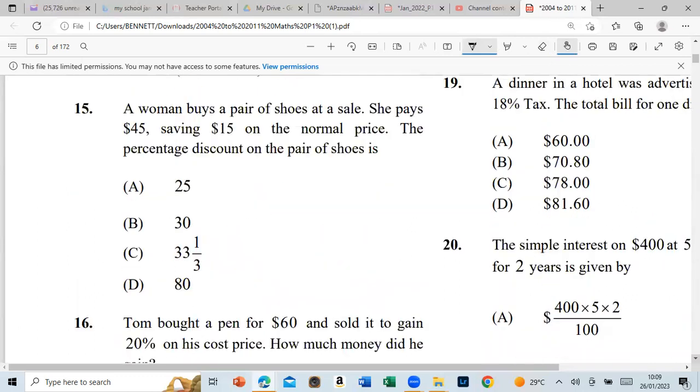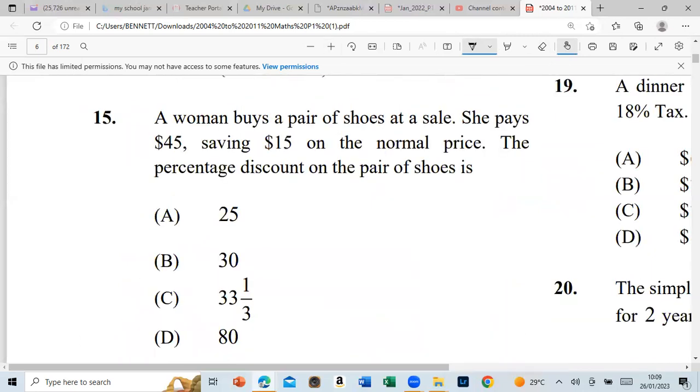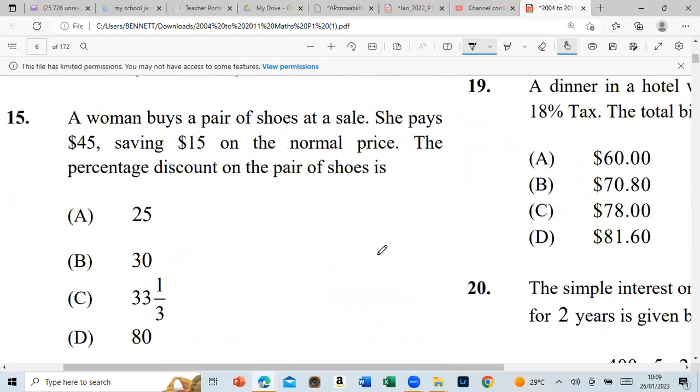A woman buys a pair of shoes. I think I want to big up this so you guys can see clearly. I like to big it up like that so you guys can see, because you are encouraged to try, alright? So a woman buys a pair of shoes at a sale. She pays $45, saving $15 on the normal price. The percent discount on the pair of shoes is, so clearly we can see it's going to be 25%.